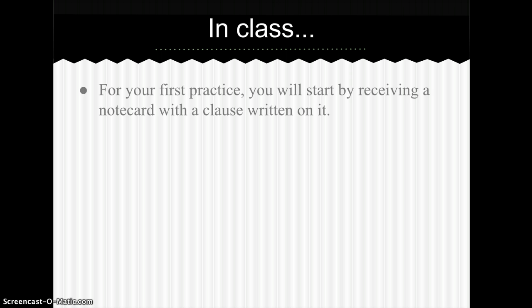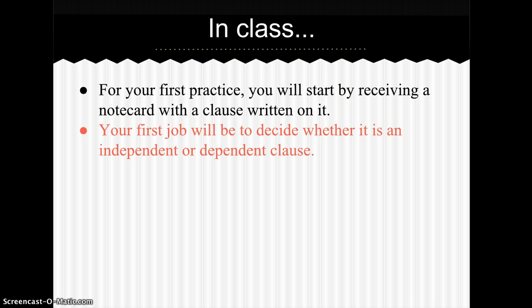So in class, you are going to practice this by getting a card that has a clause written on it. You won't know whether it's an independent clause or a dependent clause. It won't say that. It'll be your job to decide. And we will mix up in the classroom and we will divide ourselves, independent on one side of the room, dependent on the other. You will switch cards with people to practice identifying both of them.